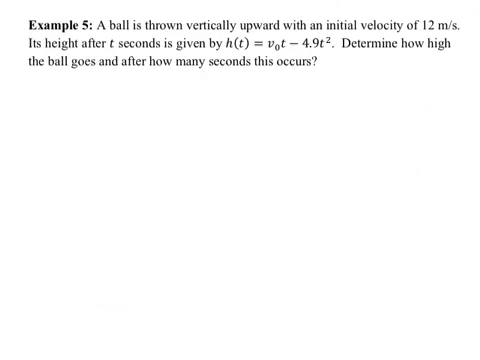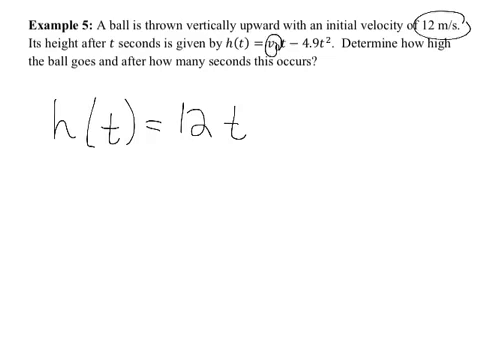Example 5 says a ball is thrown vertically upward with an initial velocity of 12 meters per second. Its height after a given time t seconds is given by h of t equals v0t minus 4.9 t squared. Determine how high the ball goes, the max height, and after how many seconds this occurs, the time. So let's take a look here. We've got h of t equals. Now let's plug in our initial velocity, 12t, right? This 12 goes in here, minus 4.9 t squared.